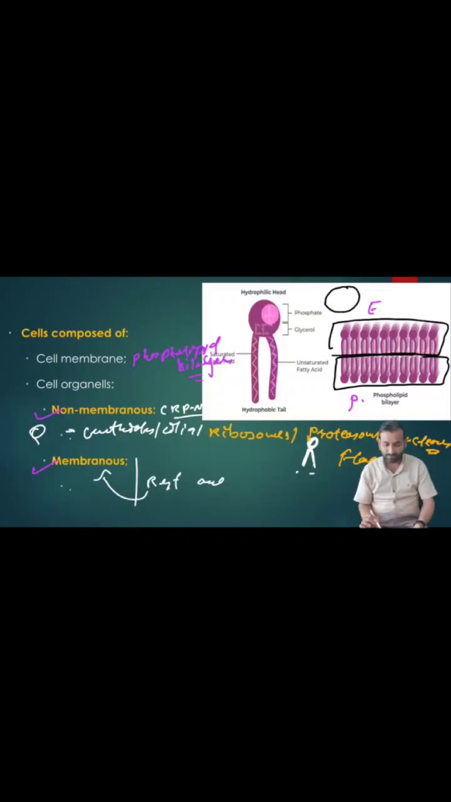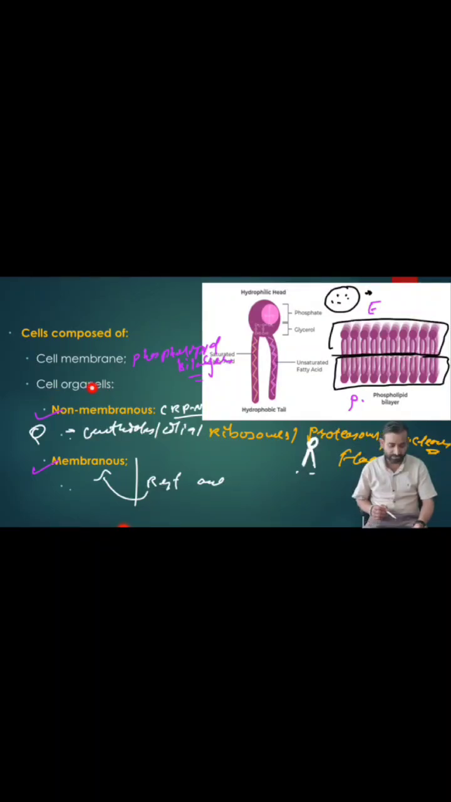See, this is my cell, this is inside of the cell, this is outside of the cell. The phospholipid layer which is present outside of the cell, this is what? E phase. And the phospholipid layer which is present inside of the cell, that is what? P phase. P phase means protoplasmic phase. E phase means extracellular phase. It is outside. Hope you understand.